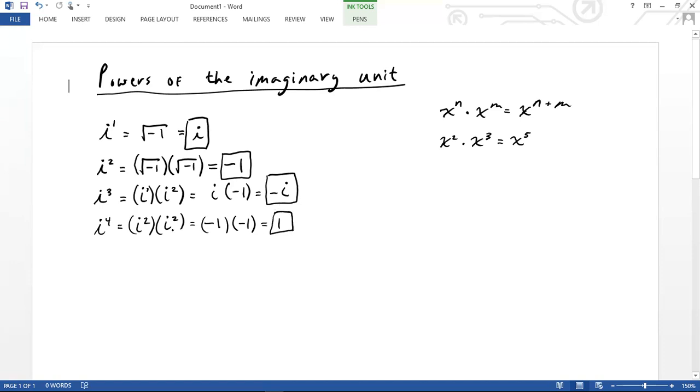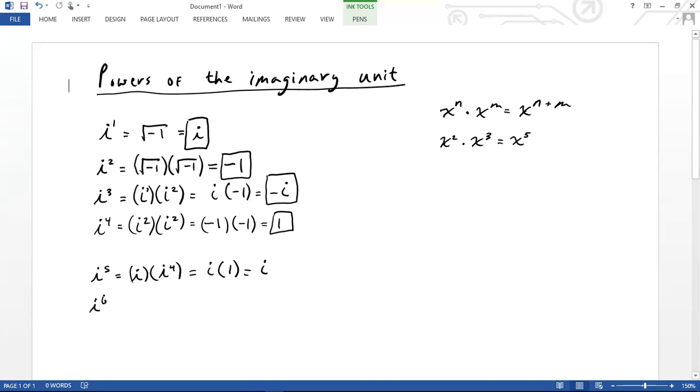Now watch, the pattern will just keep repeating. i to the fifth is the same as i times i to the fourth, right? Because the exponent on i is just 1, and 4 plus 1 is 5. So i is just i, and we said i to the fourth is just 1. So i times 1 is just i.